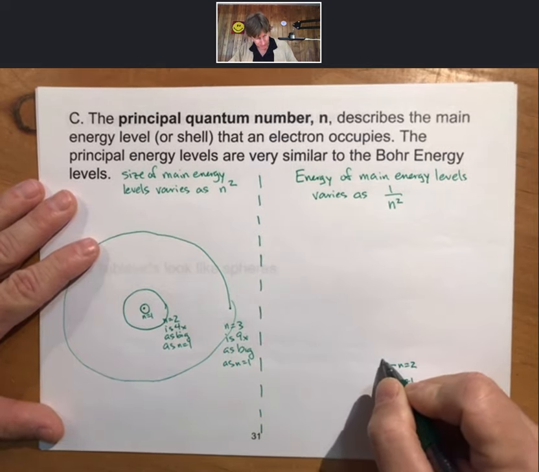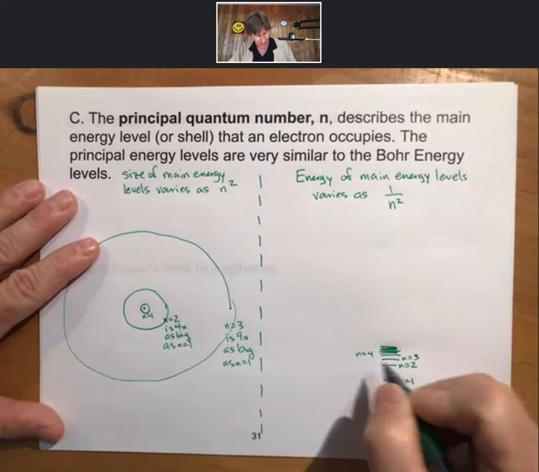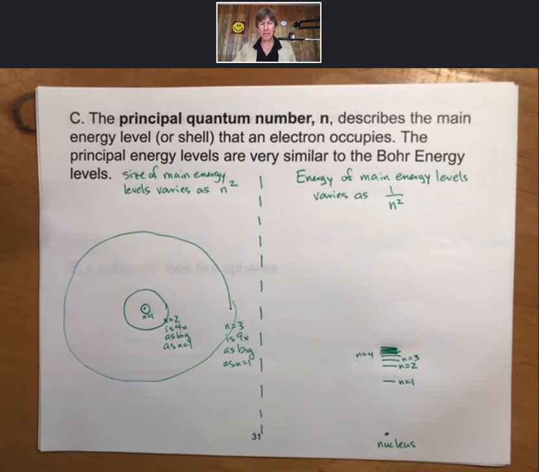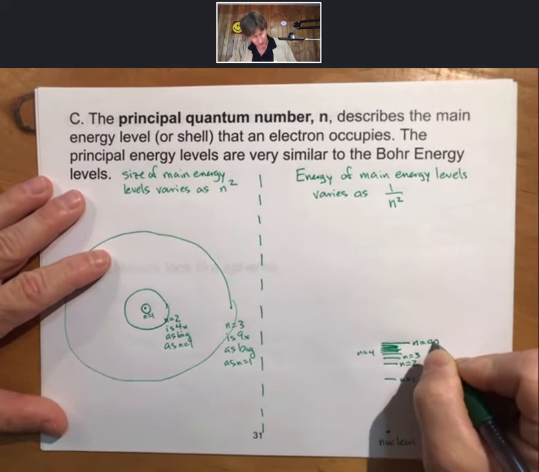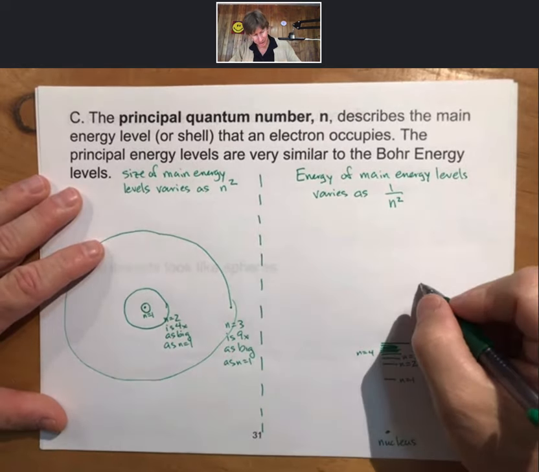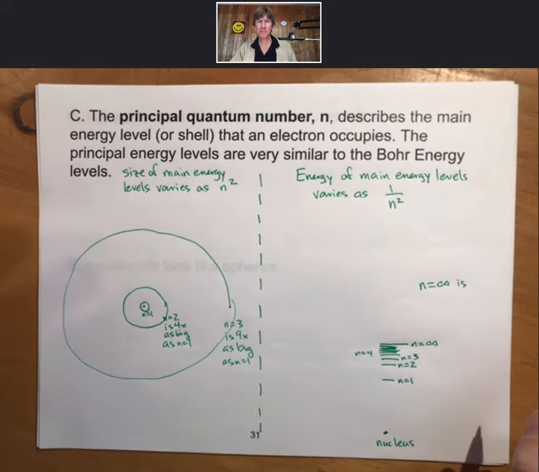n equals 3, n equals 4, and the energy levels get closer and closer together. It gets increasingly difficult to jump from one to another without jumping several at a time. And in fact, as it gets farther and farther out, it gets easier for it to jump to n equals infinity. And we'll put n equals infinity right there, approximately. And n equals infinity is when the electron has left the atom.